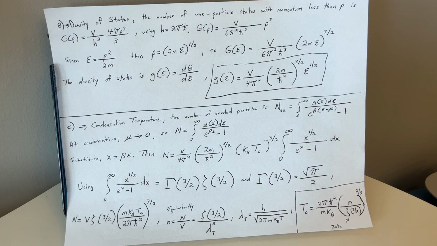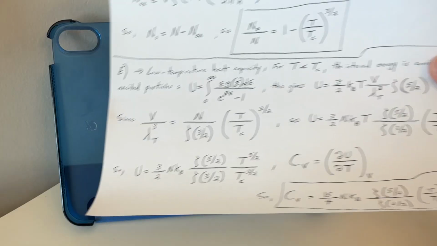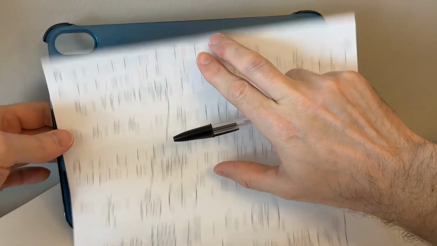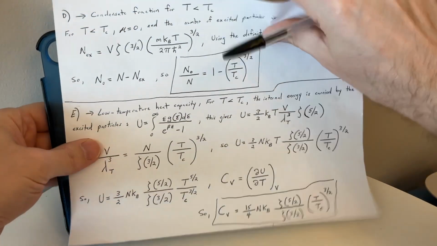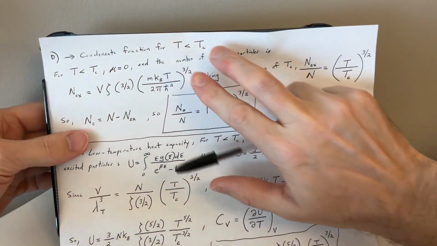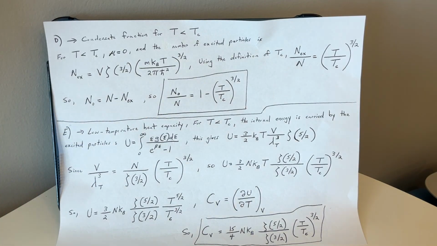For letter D, they want us to do, for T less than T_C, derive the condensate fraction N_0 over N. So for this one, the condensate, sorry about that. Okay, so condensate fraction for T less than T_C.